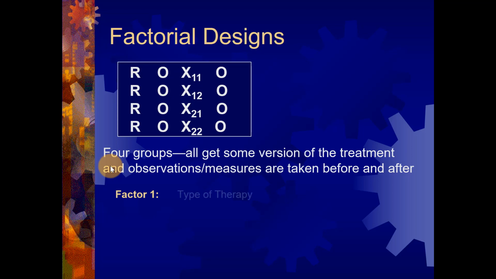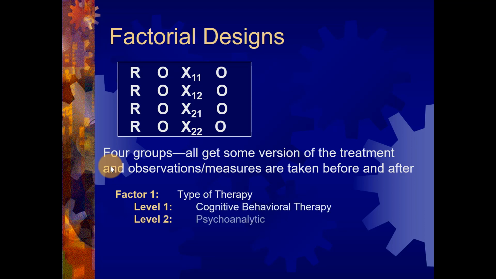So factor 1 is type of therapy. And there are 2 categories or levels. Level 1 is CBT. Level 2 is psychoanalytic or psychotherapy. Factor 2 is time in therapy, and the 2 categories are once a week or twice a week.